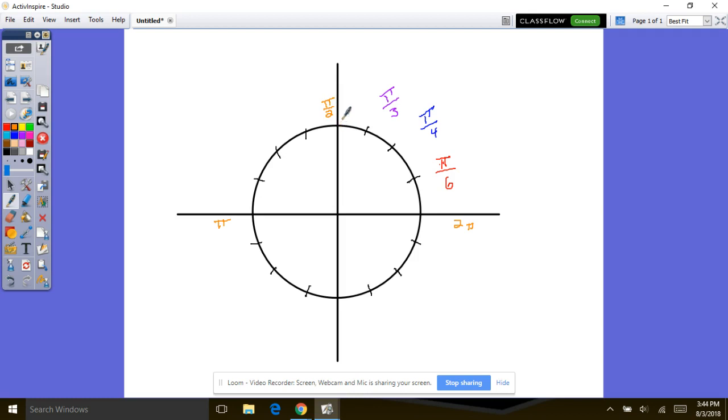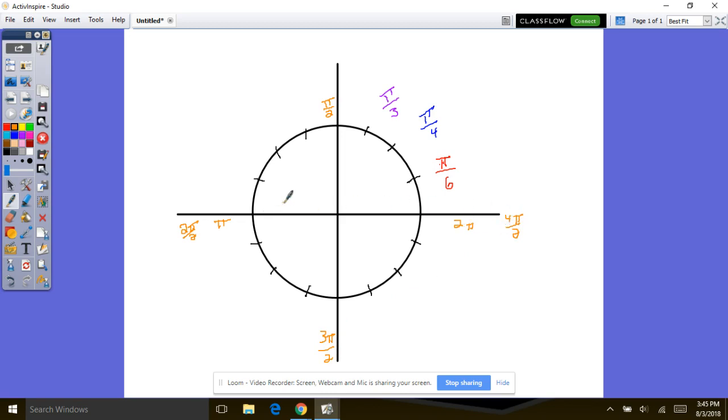Now we're going to count by pi over 2's. So this is pi over 2 here. 1 pi over 2 plus another pi over 2 is 2 pi over 2, and 2 pi over 2 reduced is pi. Let's keep counting. Next we have 3 pi over 2. Then we have 4 pi over 2, and 4 pi over 2 will reduce to 2 pi.